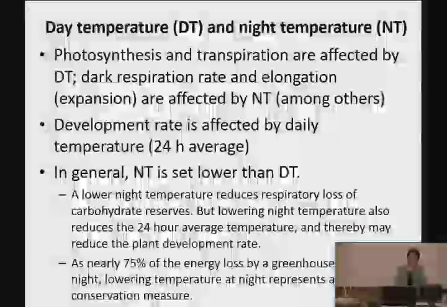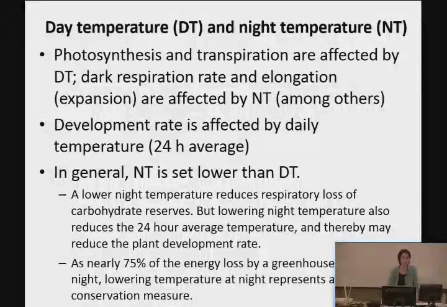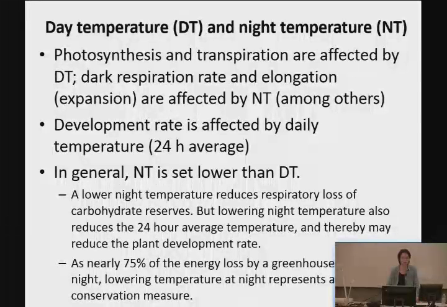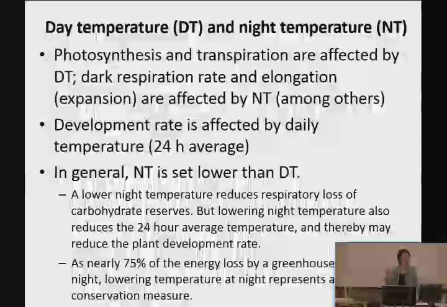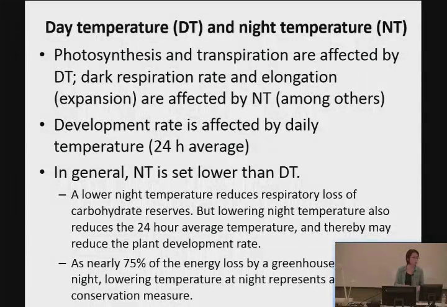And growers sometimes try to reduce night temperature further down, particularly in northern climates. Heating is happening, greenhouse heating cost is too much, and they want to reduce the cost by lowering the set point. In that case, respiration is affected, so it may be saving, but the 24-hour average temperature is also affected by lowering night temperature, right, because it's 24 hours. And that lowered average temperature slows down the growth.